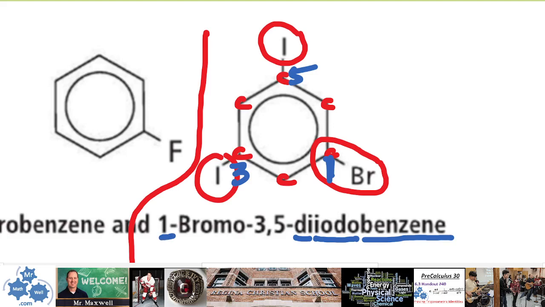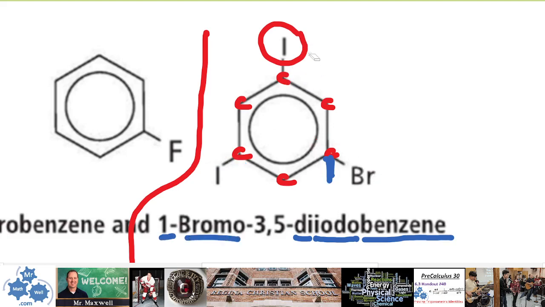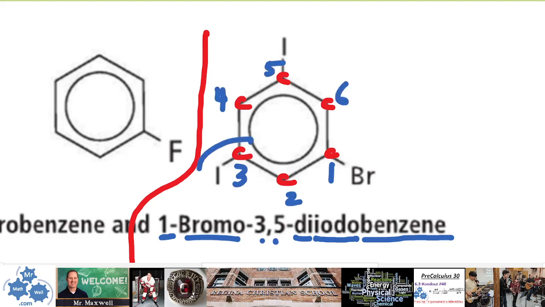Okay, so 1-bromo, because bromine is the first one in the alphabet, it has to be named first, and it has to have the lowest possible number. Because it's a ring, I can start anywhere. This could be carbon 1, this could be carbon 2, 3, and so on. So to give it the lowest number, you would start here at 1. So 1-bromo. And then the 3, 5 is because we have 1, 2, 3, 4, 5, 6. We have an iodine on 3 and an iodine on 5.